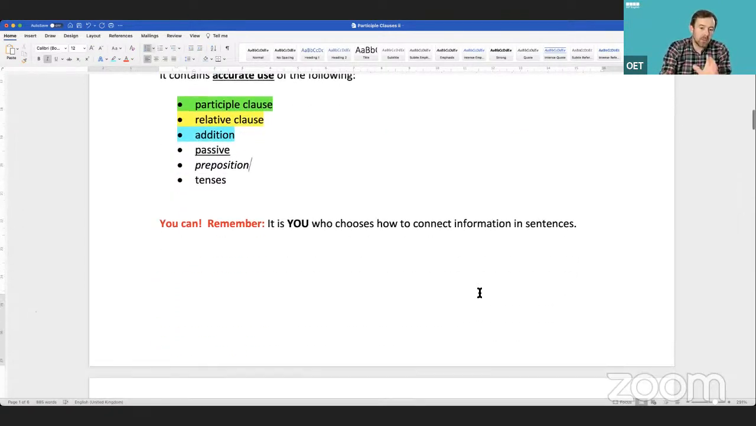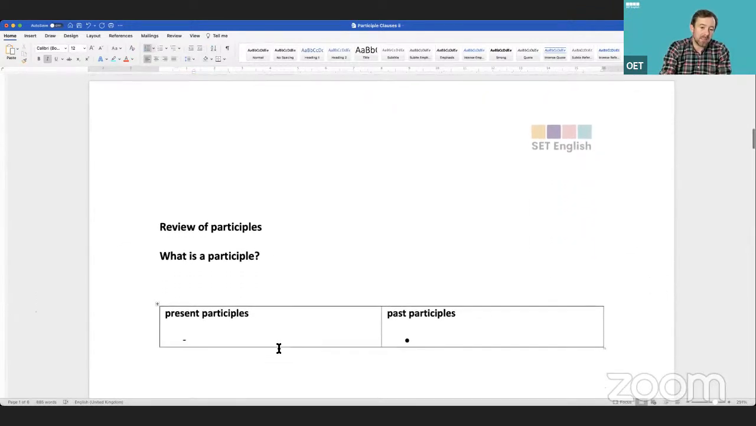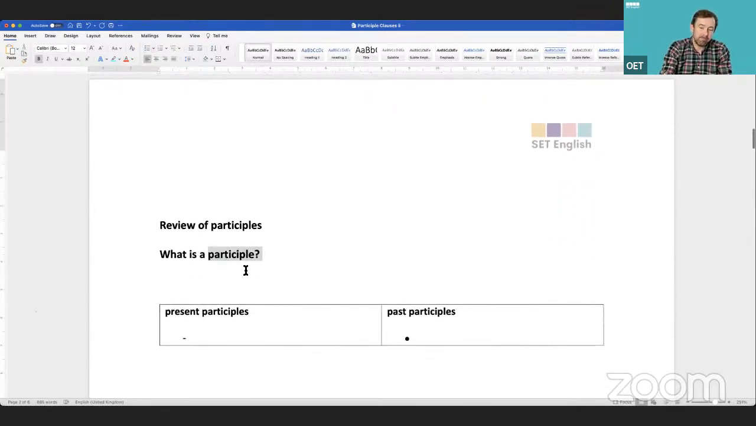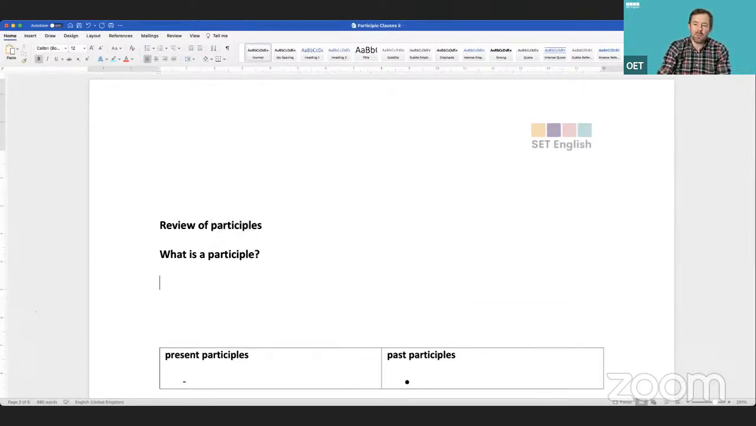In order to talk about participle clauses, we've got to answer what the participle is. What is a participle? Because it's a strange word. And I don't really like using too much grammar language. I'd rather do examples and show why this one is better than that one. But sometimes you have to do it. So a participle is basically a form of a verb. It's just a form of a verb.